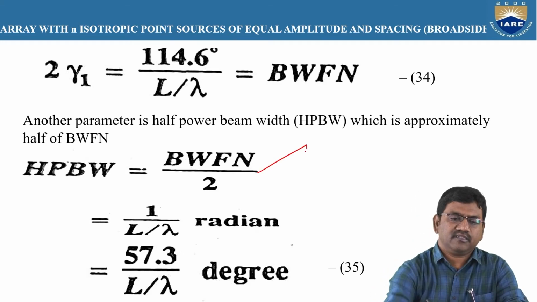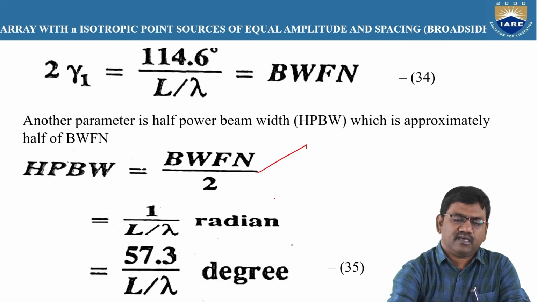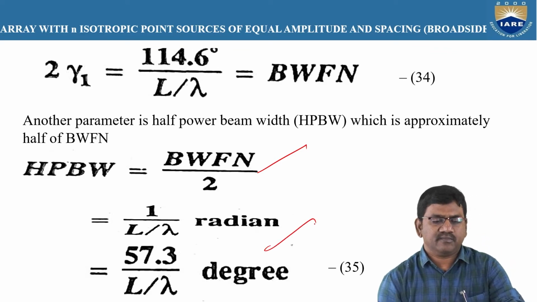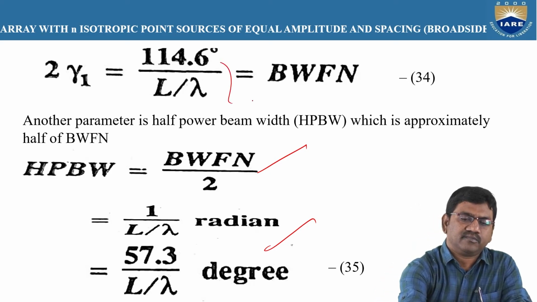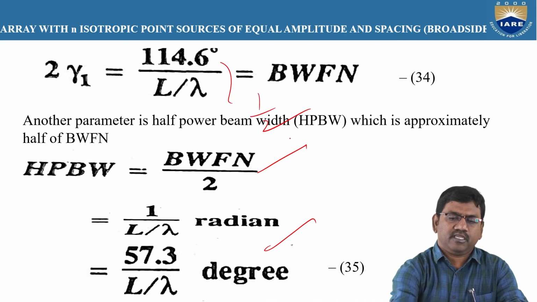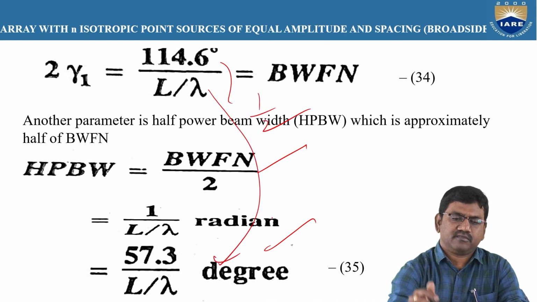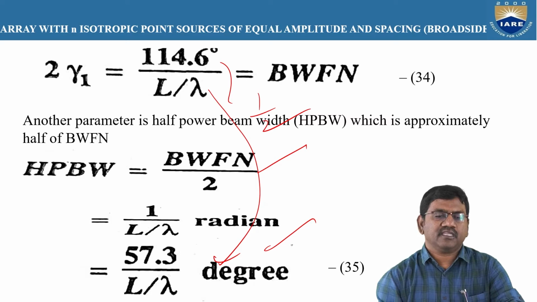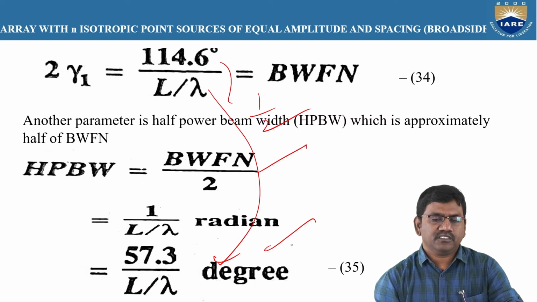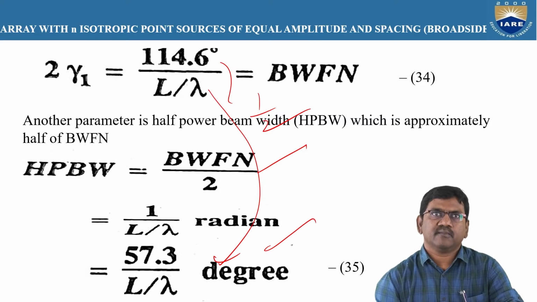So overall, if we simplify this, 114.6 by L by lambda divided by 2, you will get 57.3 into L by lambda. So overall, for the array with n isotropic point sources of equal amplitude and spacing in broadside array, the half power beam width is given as 57.3 by L by lambda.